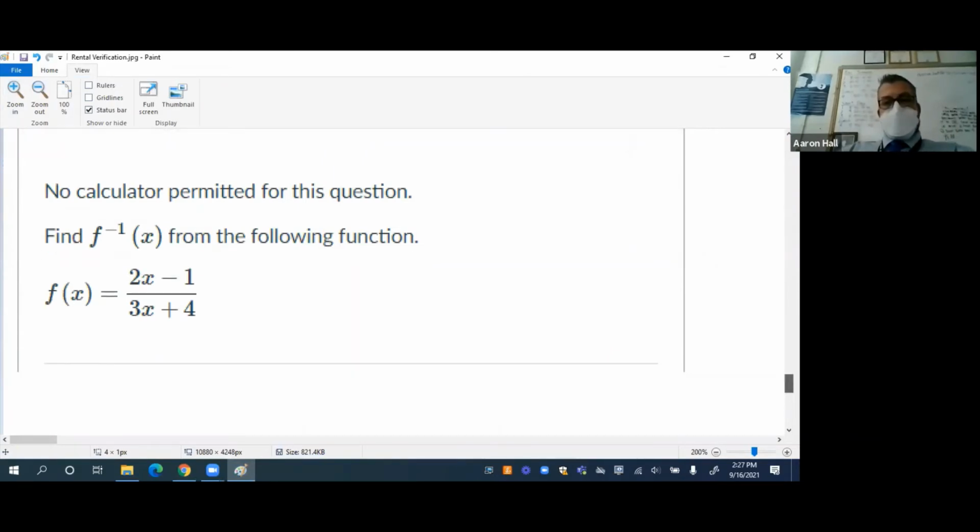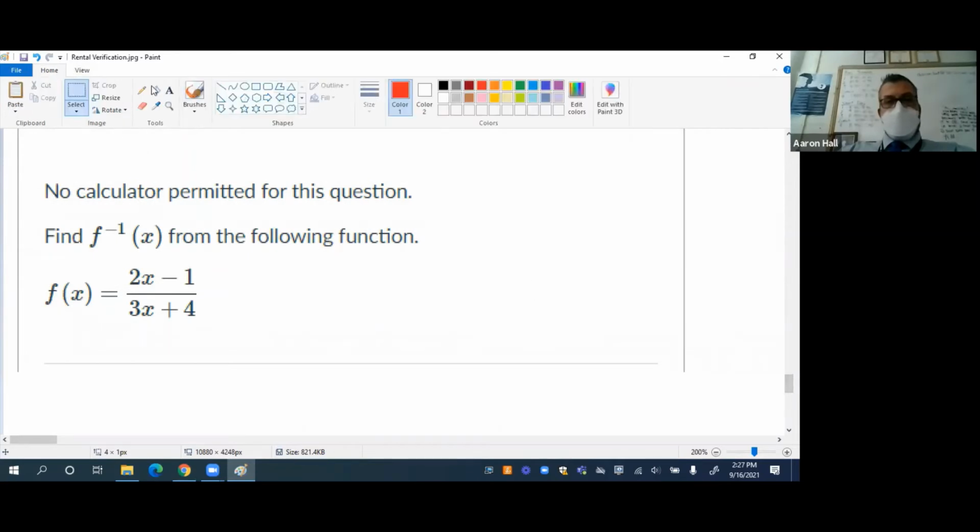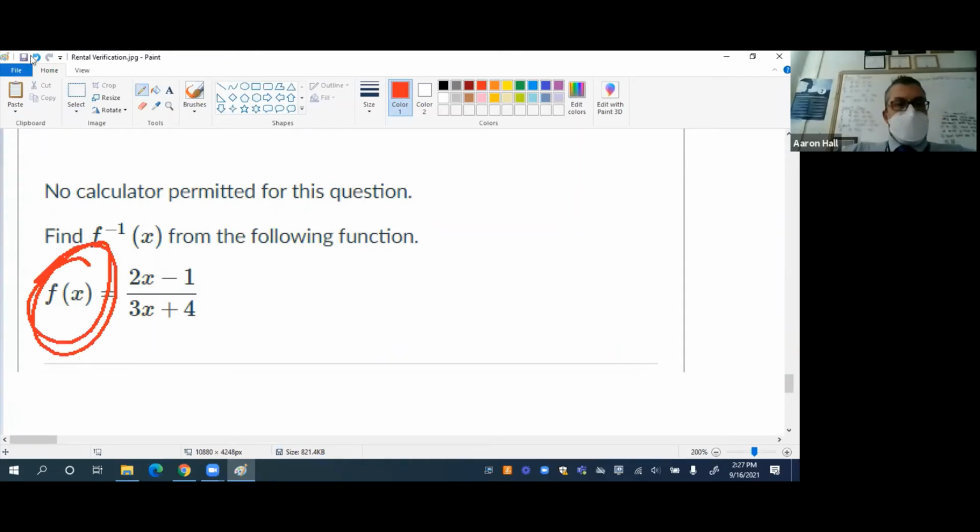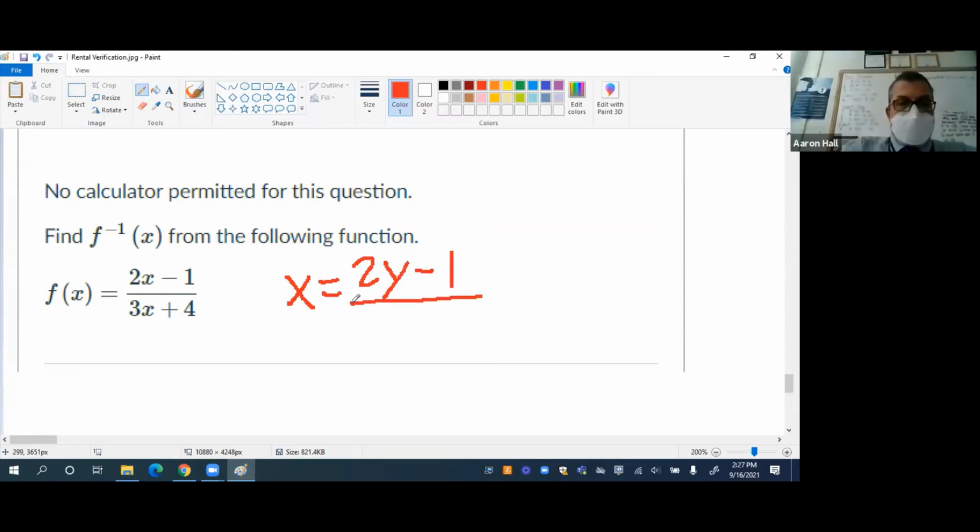Right, wait, don't get ahead of me. So you're right, I agree with you. We switch the variables. So this y becomes x, and then my x's become y's, all right? Now what? We try to solve for y. So the first step is to switch our variables, and the second thing is to solve for y. The first step is the most difficult because it's not intuitive.